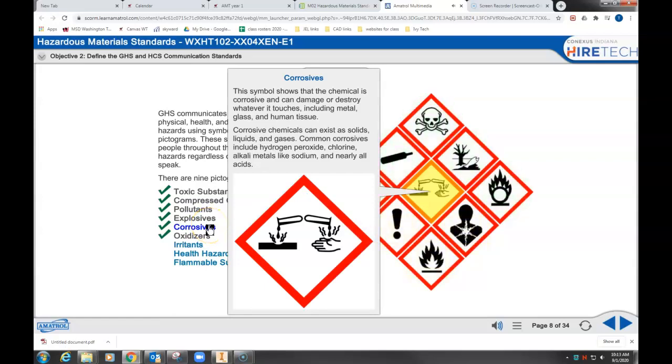Corrosives. This symbol shows that the chemical is corrosive and can damage or destroy whatever it touches, including metal, glass, and human tissue. Corrosive chemicals can exist as solids, liquids, and gases. Common corrosives include hydrogen peroxide, chlorine, alkali metals like sodium, and nearly all acids.